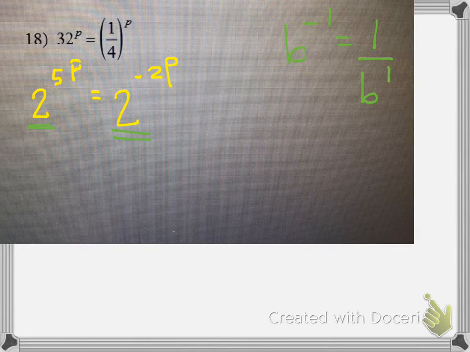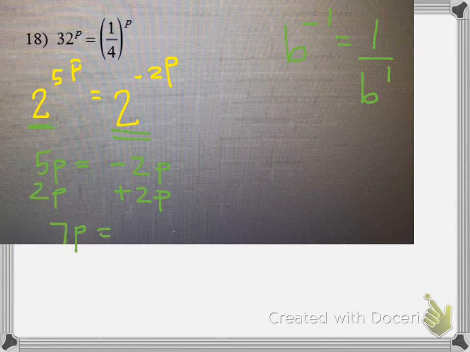So then to finish this problem, you just get 5p equals negative 2p. And then I just get all the p's on one side. Oh, well, let me fix that. I get 7p equals 0. When you divide by 7, you get 0. P equals 0.